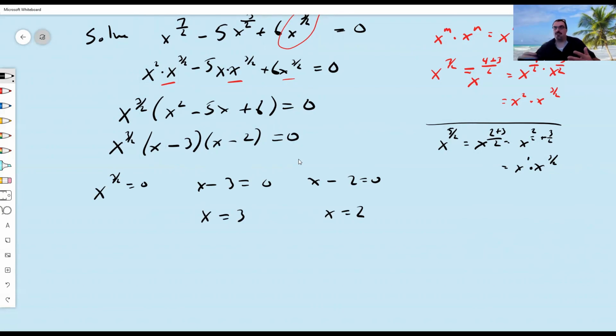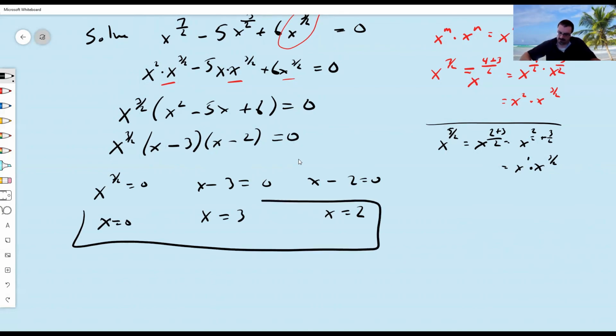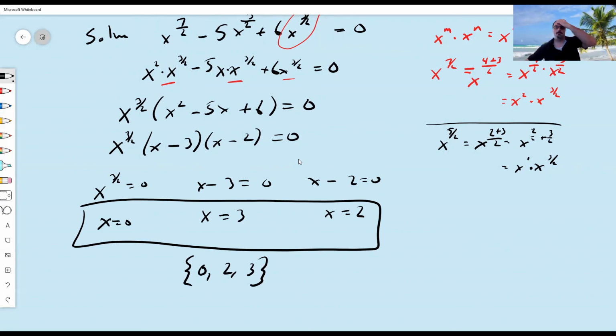Now, for x to the 3 halves equals 0, you could do a little more with it and be more precise, but the only way that x to the 3 halves equals 0 is if x is 0. Or if you want to do interval notation, set notation, solution set: 0, 2, 3.